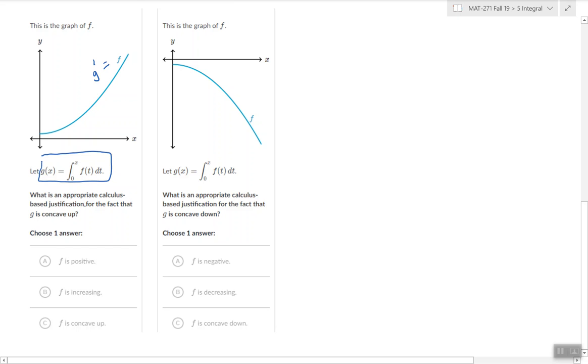Well, concave up, remember, that's like the second derivative being positive, right? Wherever the second derivative is positive, we're concave up. But that means the second derivative being positive means that the first derivative is increasing as I go left to right. And this first derivative is increasing as we go left to right. So it's because this first derivative, which is f, is increasing. That would indicate that our function g, the accumulation function here, is concave up. Hope this helps.